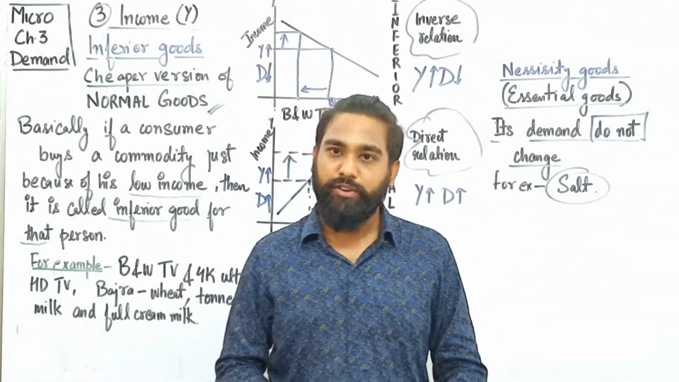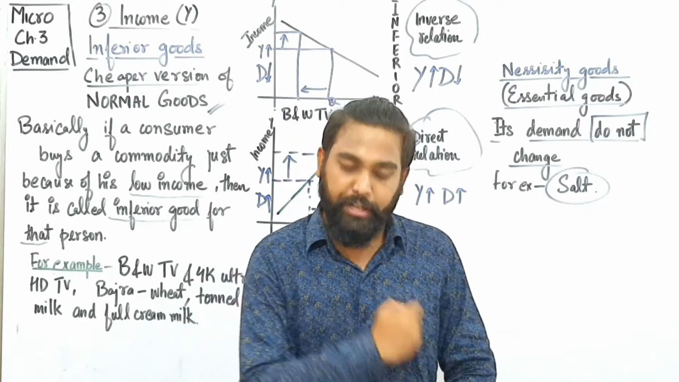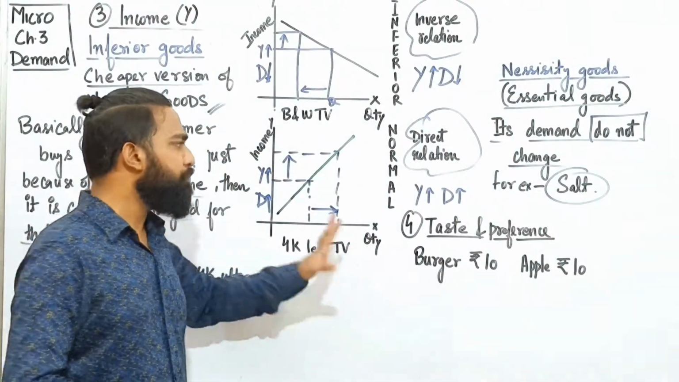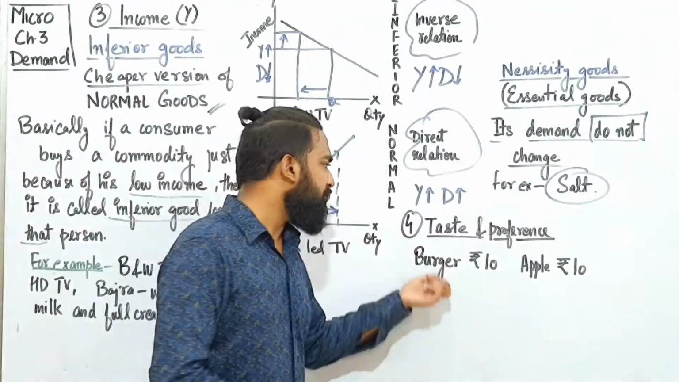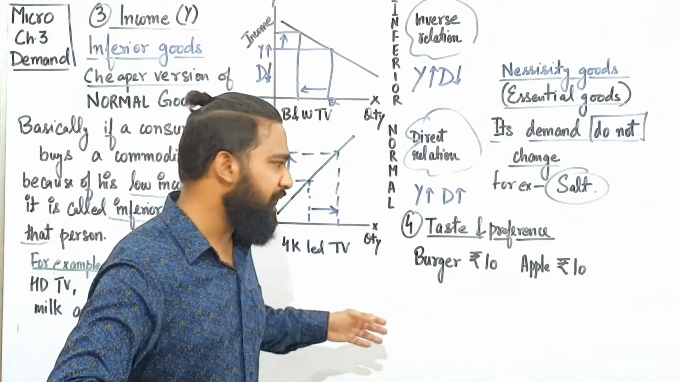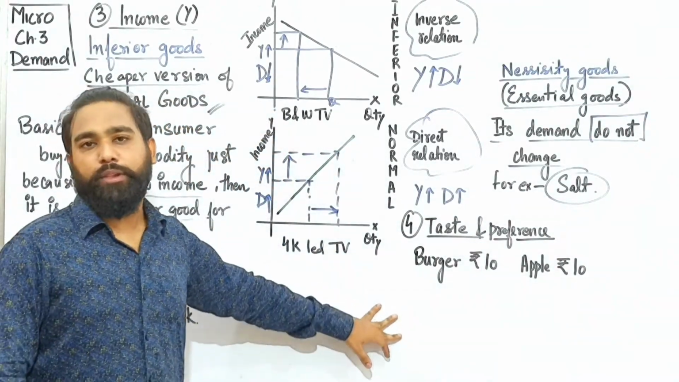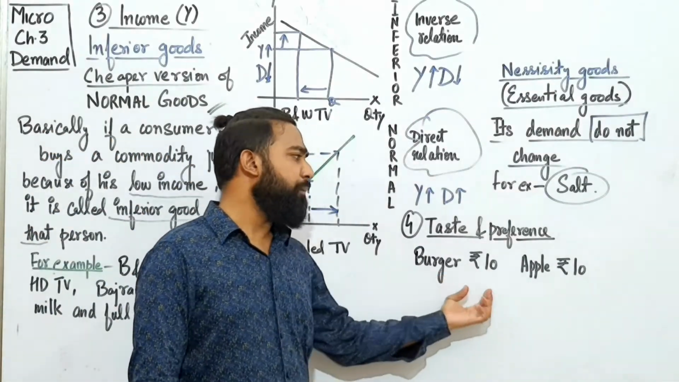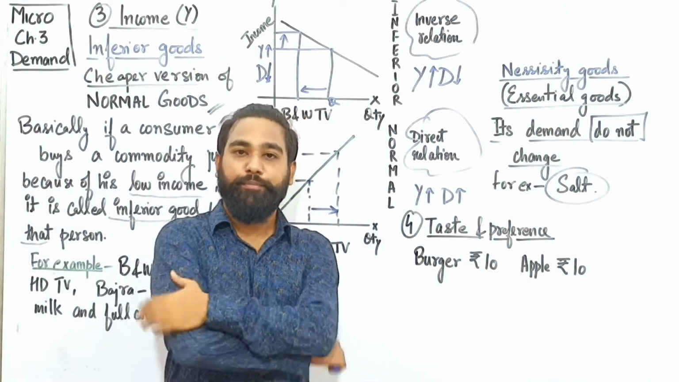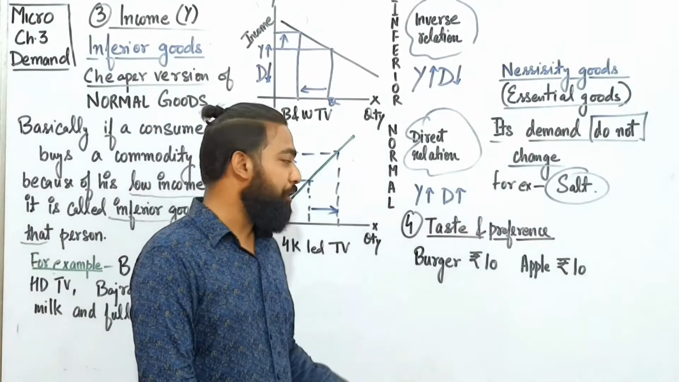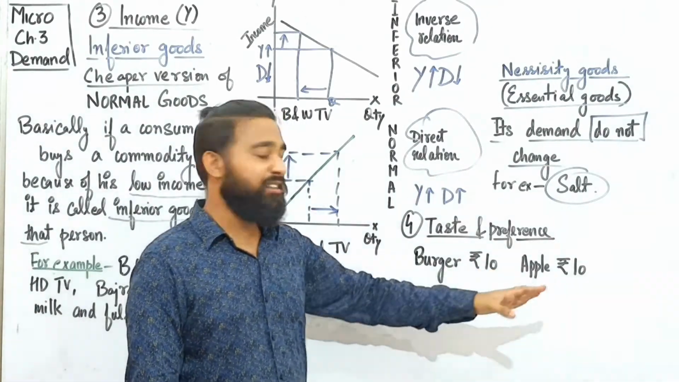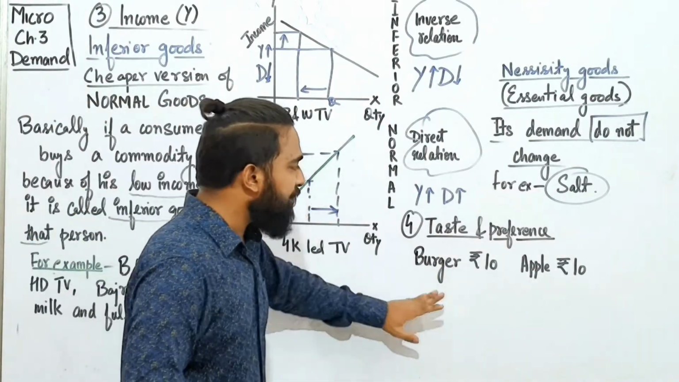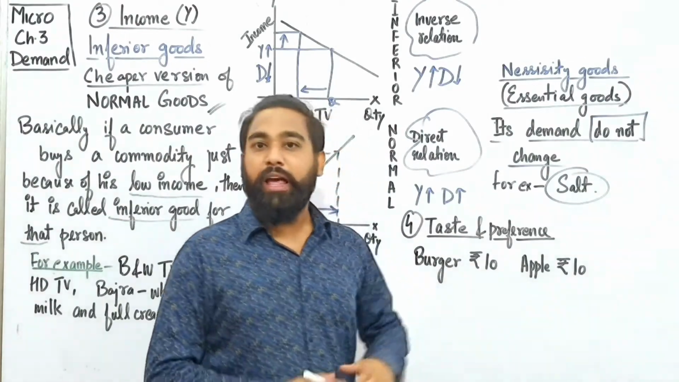Now there is one more left, the last one. Let's go to the fourth determinant of demand. Let's move to the last important determinant of demand, which is taste and preference. Now students, let's understand it with an example. Suppose I called you for a party and I give you an option that here's the burger and here's the apple. You can choose only one. Now I know which one you are going to choose. You are going to choose burger. Apple, no. Burger, yes sir, I love it. Fine. So you will prefer burger instead of an apple.